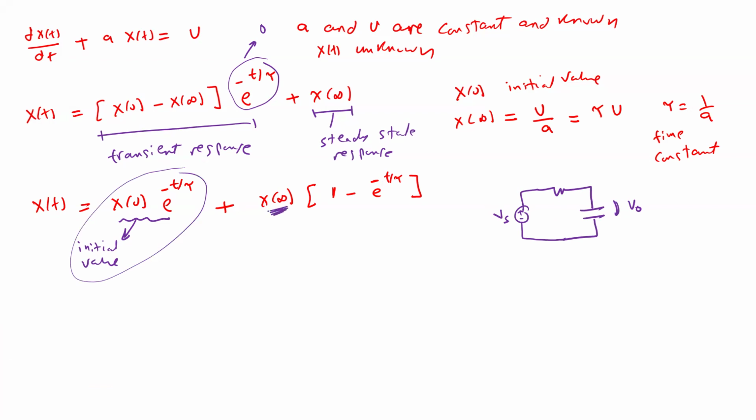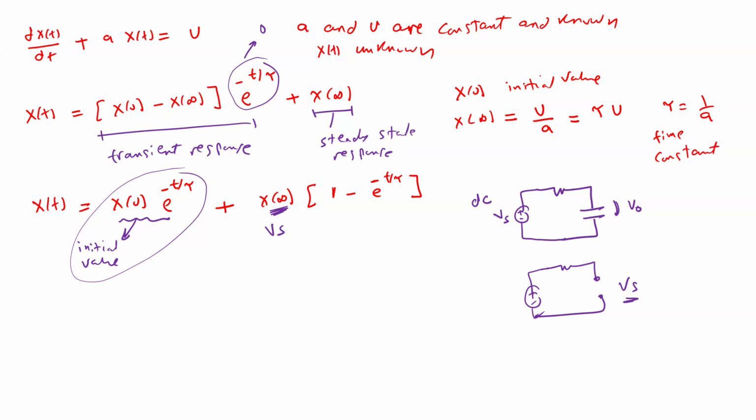X of infinity is actually Vs, because as I told you last time, in a steady state, the input here is DC. In a steady state, the capacitor becomes an open circuit this way, and the voltage here is Vs. So Vs is the steady state, or the impact of the battery here. So the reason I wrote this equation this way is that I want to see this part, the impact of the initial value. The initial value here is the initial voltage of the capacitor, as I will explain. Also, this part is the impact of Vs, the battery, on the solution.